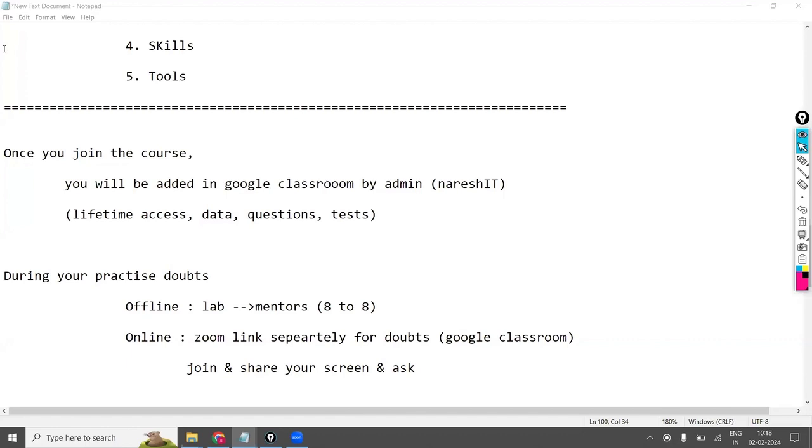Is access for class videos lifetime, or can we download them, or are you going to provide downloadable materials? Jalandhar, access for the class videos is only for 6 months. It is not for lifetime. It is for 6 months from the date of your course completion.